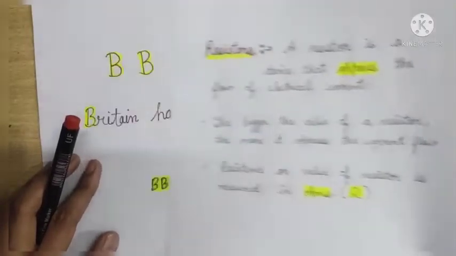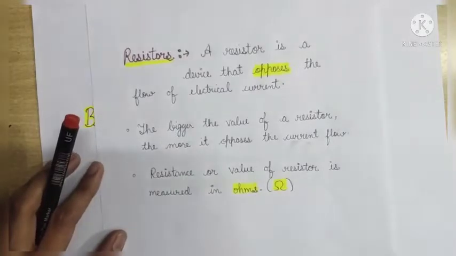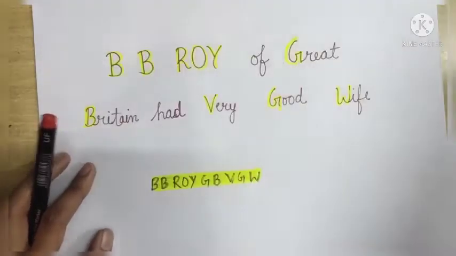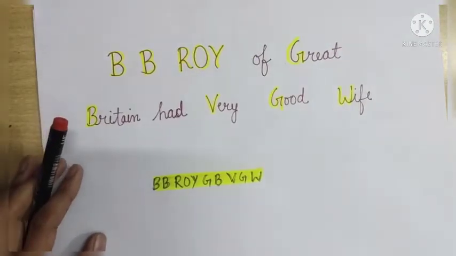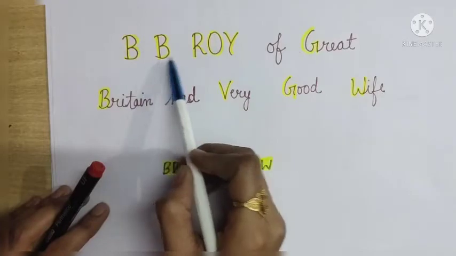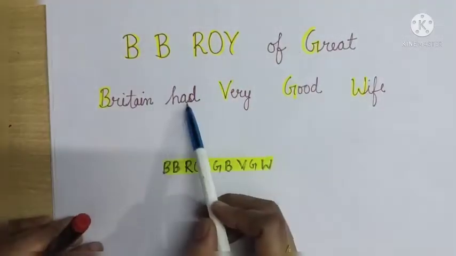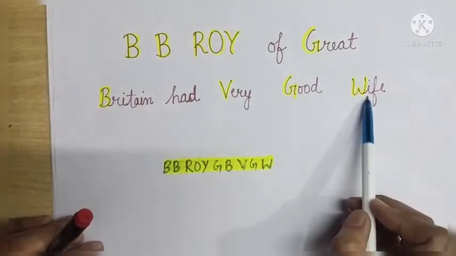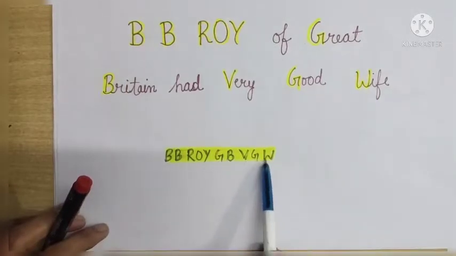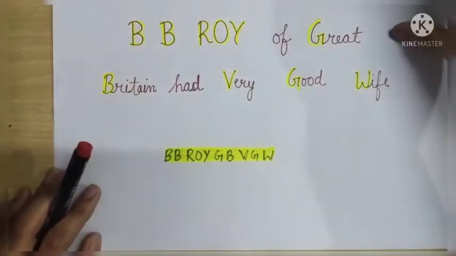Now we have a short trick to learn the color codes. Here it is. B.B. Roy of Great Britain had very good wife.